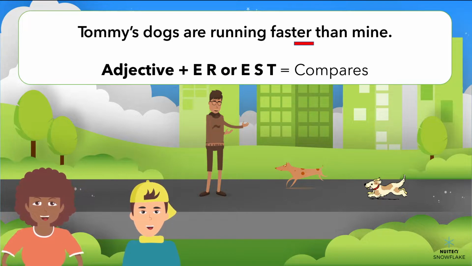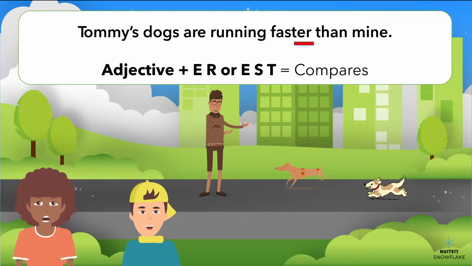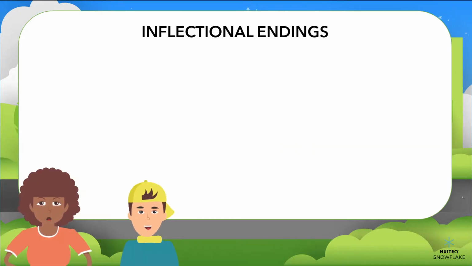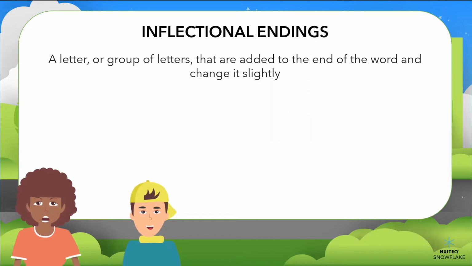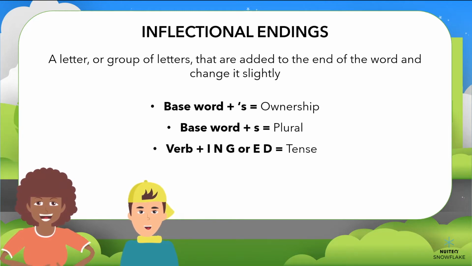So a great athlete might be the strongest in the world. A scientist might be the smartest in the world. A grandparent might be the kindest person we know. And so on. So, inflectional endings are letters at the end of words that change their meaning a little. They can show ownership, form the plural version of a word, give us clues about the tense of a verb, and compare two different things.